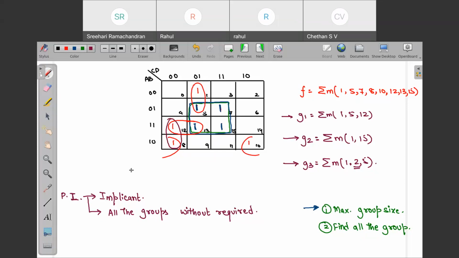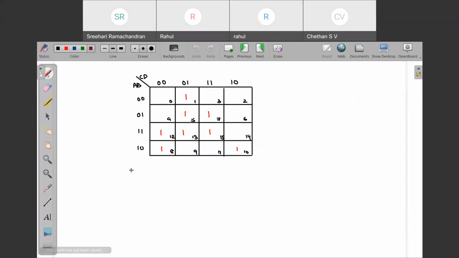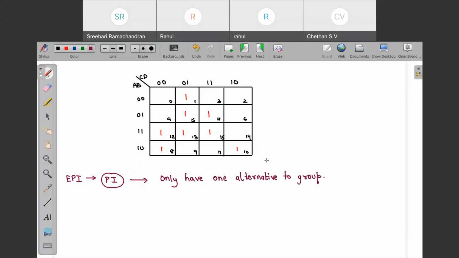Tell me, have you understood the concept of prime implicant? Any doubt over here? You can ask. Now look, what are essential prime implicants? First of all, essential prime implicants are prime implicants. First they are prime implicants, and after that essential. Essential means that these kinds of prime implicants have only one alternative to group.